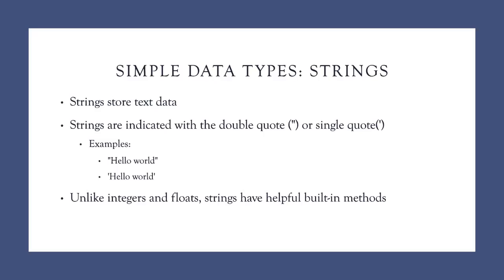So strings are indicated with a double quote or a single quote. Python is one of the languages that's a little flexible in this regard. Some examples are double quote, hello world, end double quote, or a single quote, hello world, end single quote. And unlike integers and floats, strings have helpful built-in methods or functions.